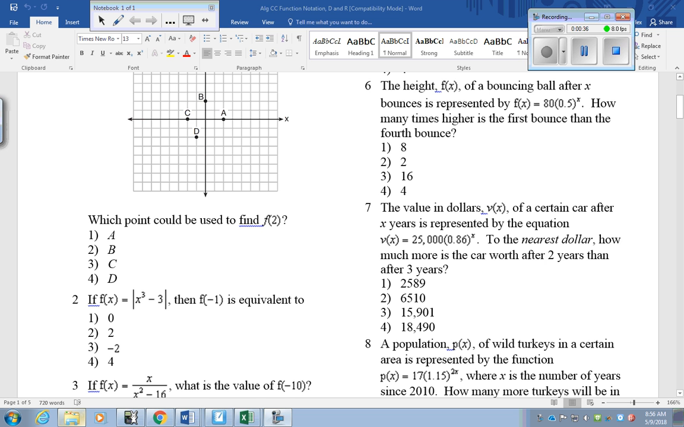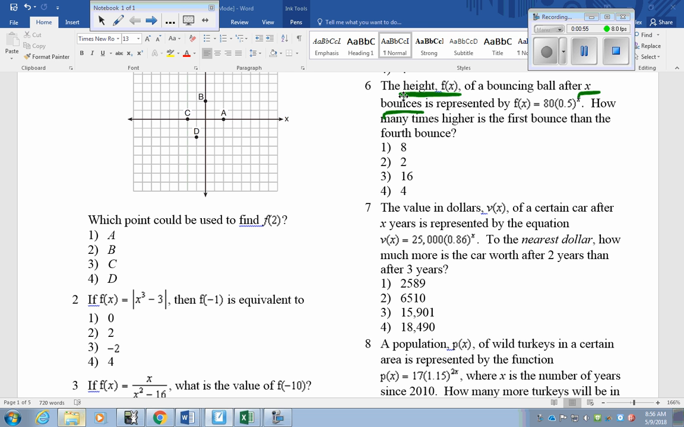A lot of these questions involve substitution. They always give you what the variables represent, and they usually connect them. So height would be f of x, and x represents the number of bounces.